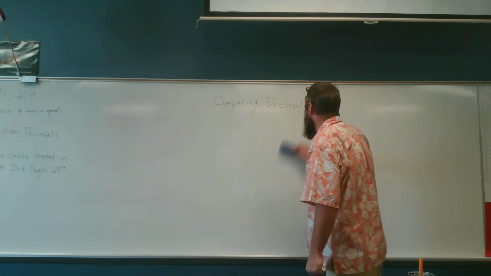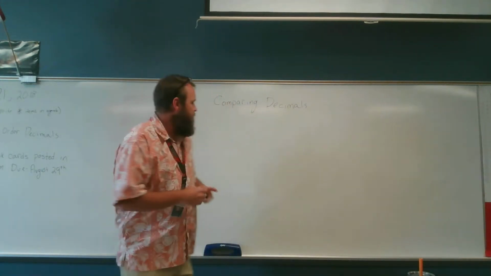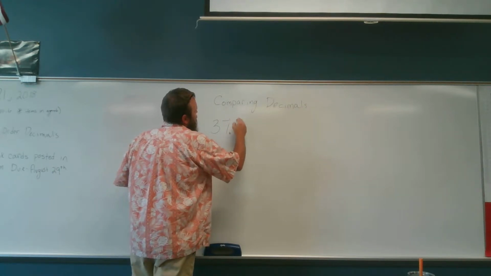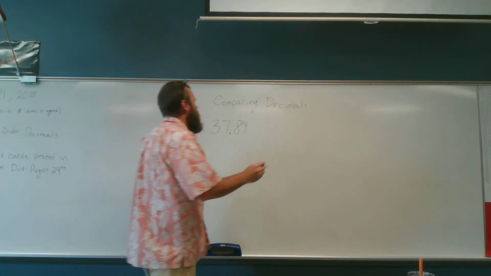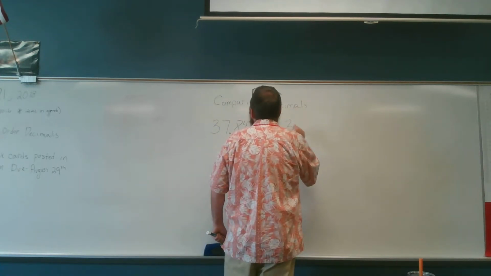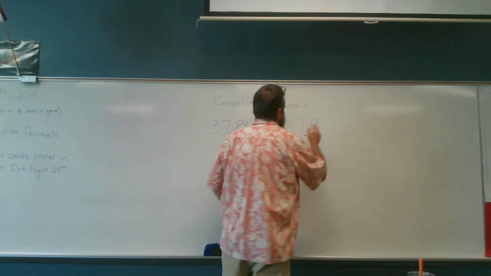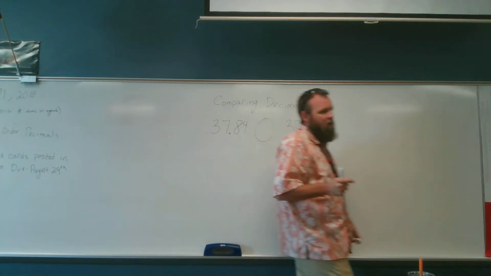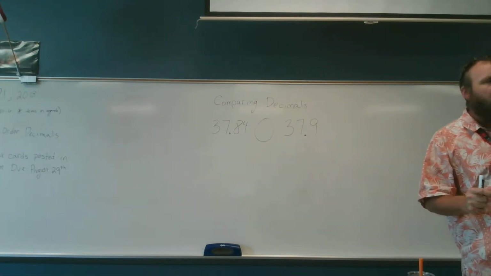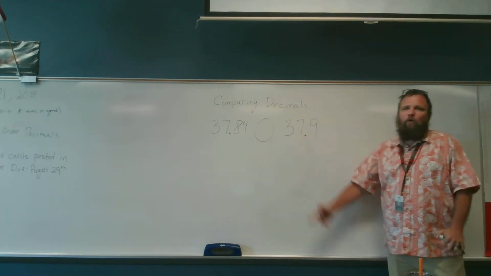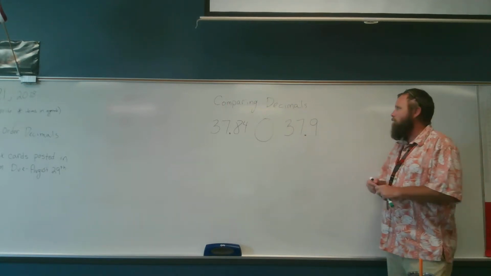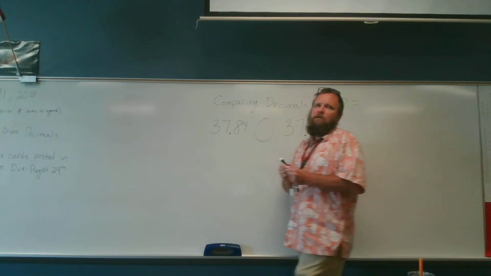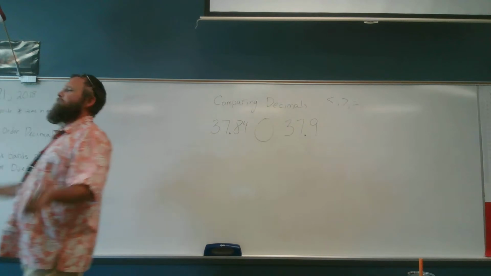Now, when we compare decimals, let me take two decimal numbers. Let's take 37 and 84 hundredths and 37 and 9 tenths. If you had an assignment like this and it was talking in big boy and big girl language, it would say, complete the inequalities. Inequalities are less than, greater than, or equal to signs.